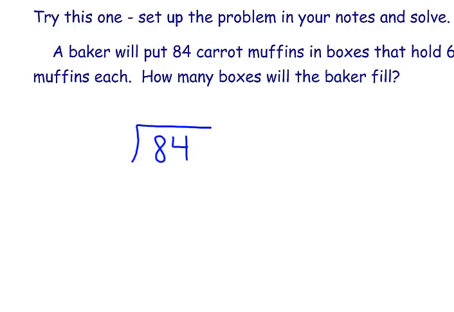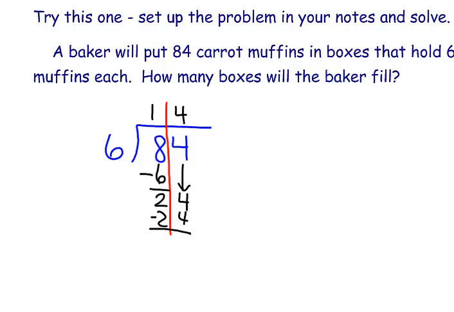Okay, we've got 84 divided by 6. We know we're going to put those into boxes, 6 muffins in each box. So I can take one set of 6 out of the 8, and I get 2 left over. Bring the 4 down, and 6 goes into 24 4 times, and we have no remainder. So the answer would be 14 boxes.